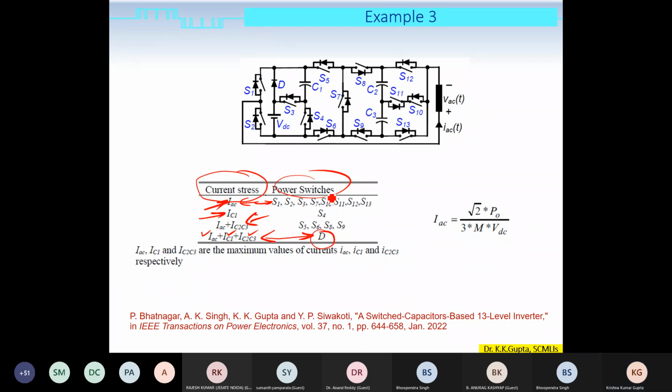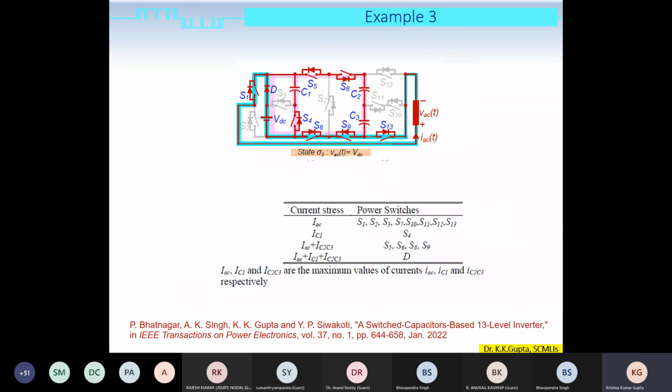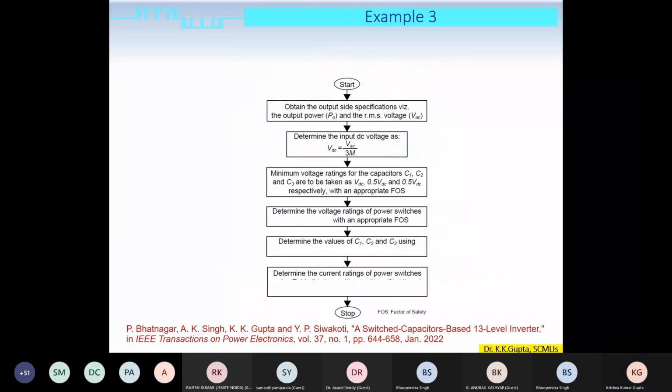So for all the components of this circuit, I have described how to design the capacitors and how to determine the voltage and current ratings of the switches. Based on this, we can draw a general approach to design this kind of converter.